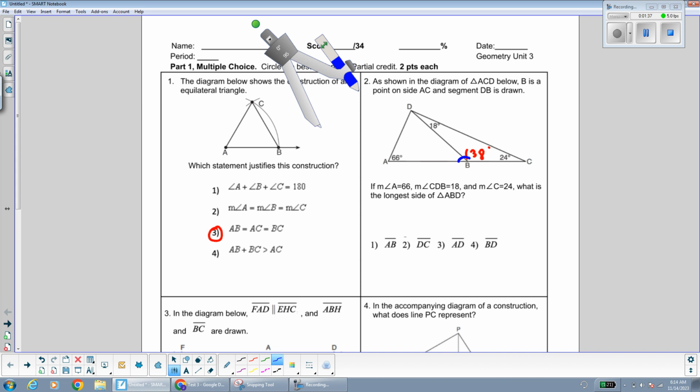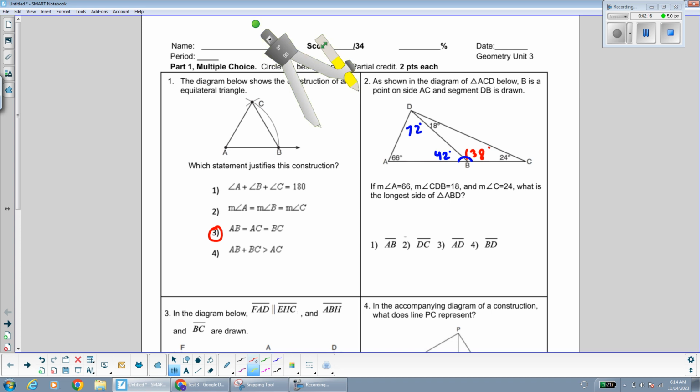Now these 2 angles are supplementary. Together they form a straight angle. So I'm going to do 180 minus 138, and I get 42 degrees. Now in this triangle DAB, I now know 2 angles. So I'm going to add them up, 66 plus 42, and I got 108. And I'm going to subtract that from 180 because all 3 angles of any triangle always add to 180 degrees.